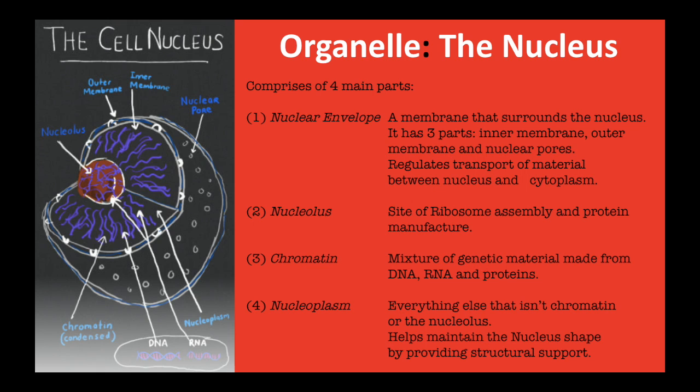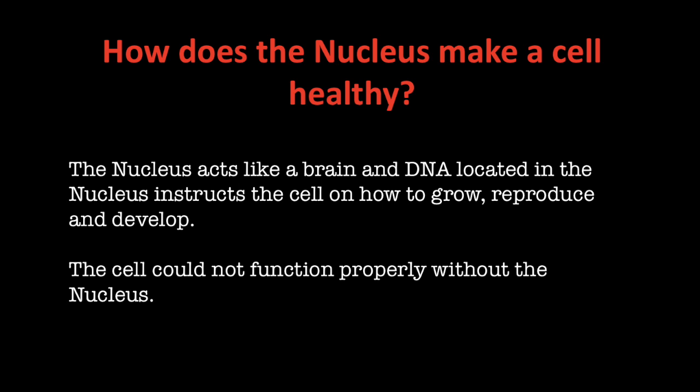Nucleoplasm is everything else in the nucleus that isn't chromatin or the nucleolus. It allows the nucleus to maintain its shape by providing structural support. The nucleus, which acts like a brain, is one of the most important organelles in order for a cell to be healthy, because it contains chromosomes, which are made up of DNA.